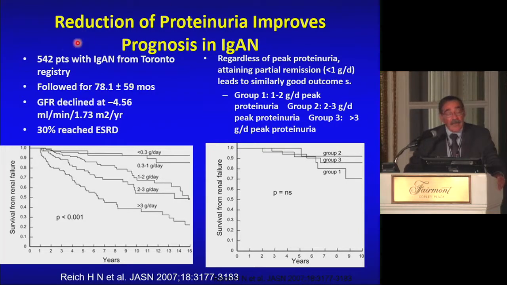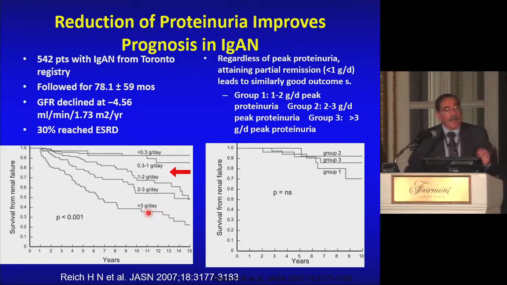So this is looking at over 500 patients followed for 78 months. There's a GFR decline per year, as you might expect, and 30% reached end-stage renal disease. Pretty typical population here. If they started with less than 0.3 grams of proteinuria per day, the renal survival is terrific. If it's 0.3 to 1 gram, it's close. But if you get to 1 to 2 grams a day, you've already got a huge drop-off in survival at 10 years. And if you have 2 to 3 grams, it's worse. And over 3 grams, even worse.